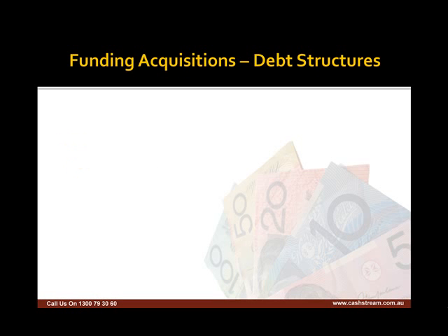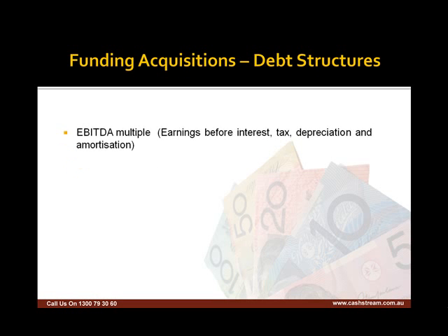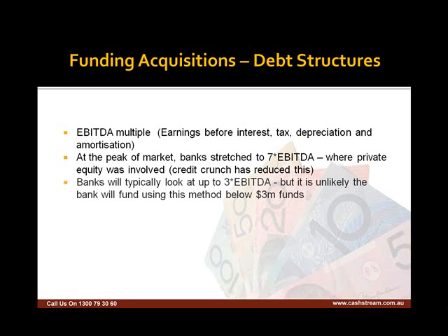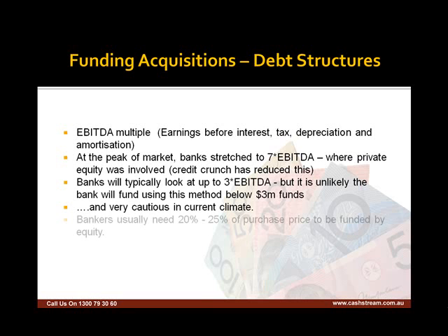Under the EBITDA multiple model, the banks would traditionally fund at a multiple of EBITDA. At the peak of the market, banks were funding up to 7 times EBITDA, where private equity institutions were involved. Be aware the credit crunch has reduced this dramatically. Banks can look at up to 3 times EBITDA, but it's unlikely the banks will fund using this method below $3 million. They are also very cautious in the current climate. Bankers will also need to see at least 20 to 25% of the purchase price being funded by your equity.